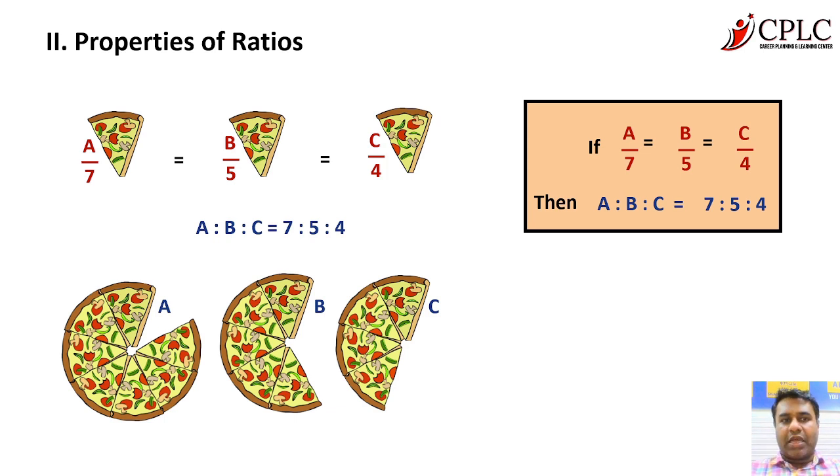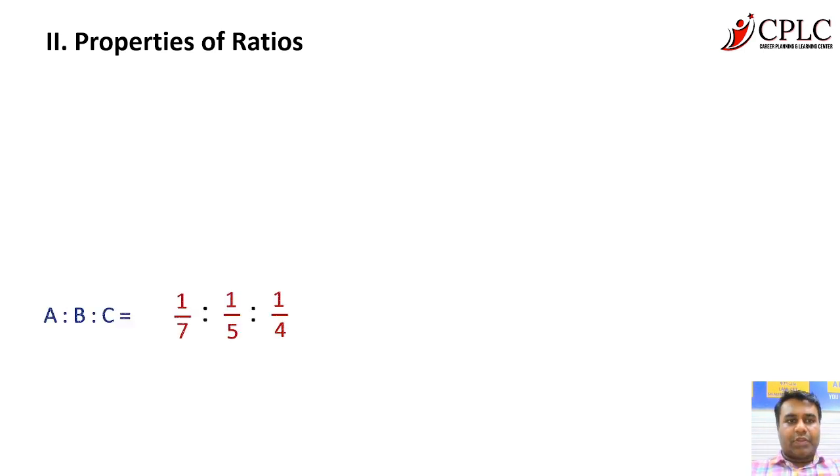Let us take another scenario. Now, suppose A is to B is to C is 1 by 7 is to 1 by 5 is to 1 by 4. In this case, there is no equal to sign in between compared to the previous question. Then how will we be able to solve? There is directly an equal to sign denoting the ratios of these three numbers. So all we have to do is convert.